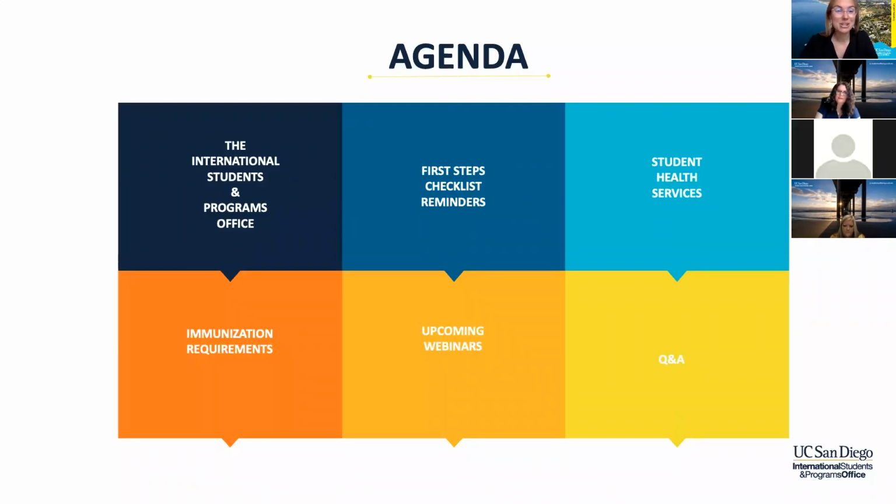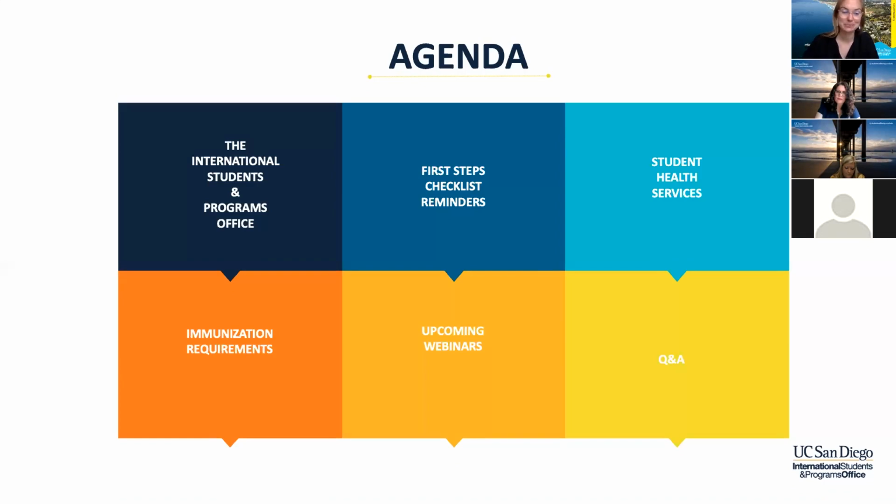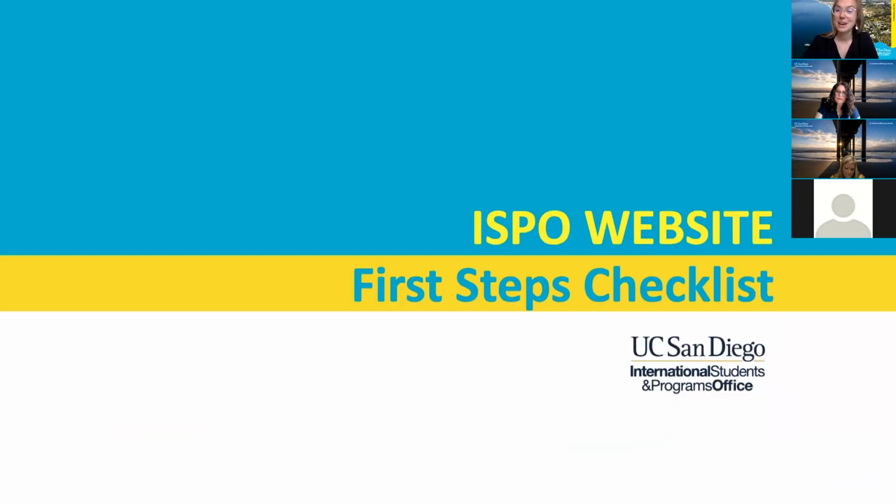Okay, here's a little bit of our agenda today. We'll talk a little bit about some first steps checklist and reminders from the International Students and Programs Office. We'll go ahead and hand it over to our colleagues from Student Health Services to talk about insurance requirements as well as immunization requirements. We'll do some friendly reminders of upcoming webinars, important dates and deadlines. And then, like I mentioned, we'll dedicate the end of today's session to an open question and answer session. And with that, I'll hand it over to my colleague, Lisa, to go over some checklist reminders.